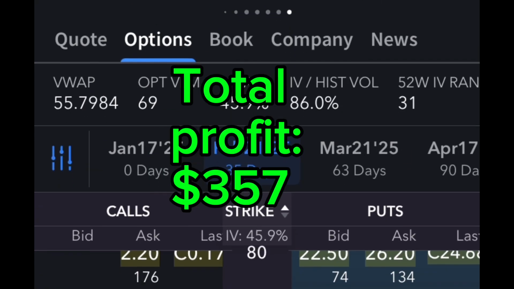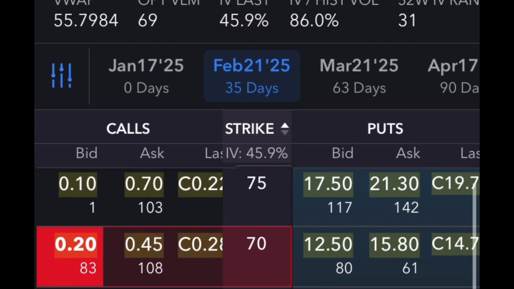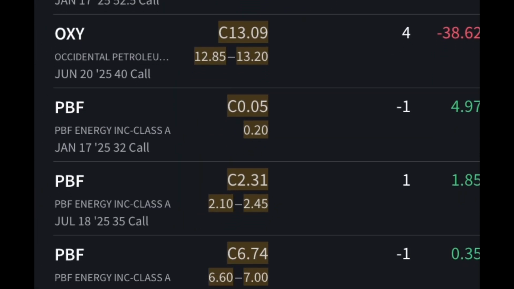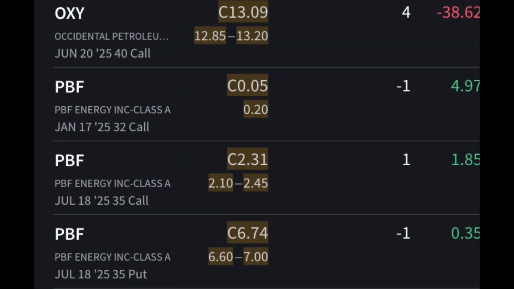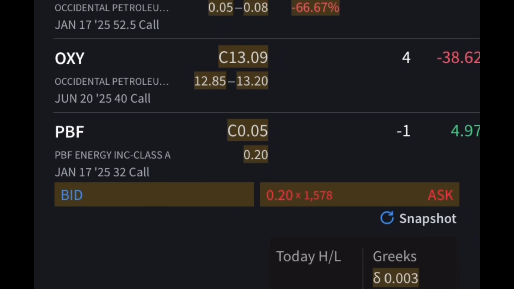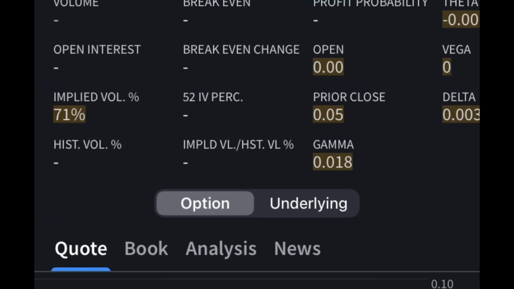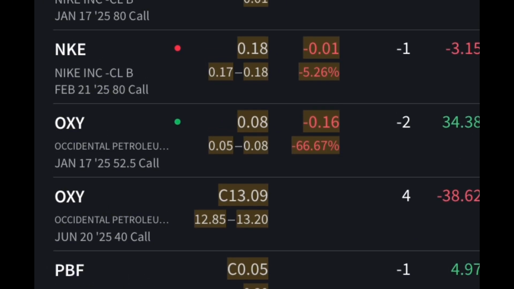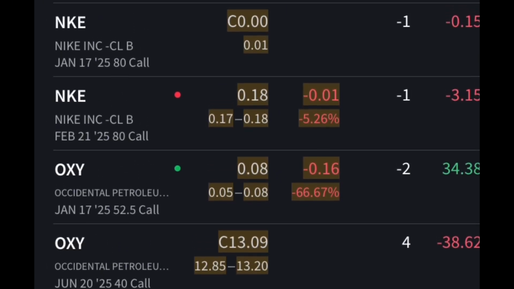So I just placed it at the bid price and got the order. So we are done with that trade, I guess. Next up, we'll be selling calls on PBF, which I don't even have shares of, but I'm testing out some strategies that I'll share in the future. So this is just like a testing phase.